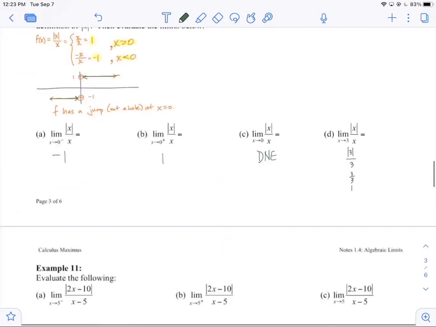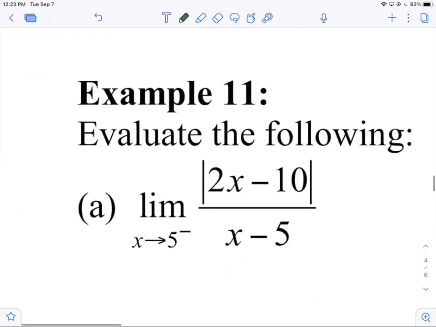All right, now let's look at example 11. It's one thing to identify the parent function. It's another thing to identify transformations of that parent function. This is the absolute value of 2x minus 10 over x minus 5. This is not the parent function per se, is it? But let's try direct substitution. You plug in a 5, and you get 10 minus 10, which is 0 over 0.